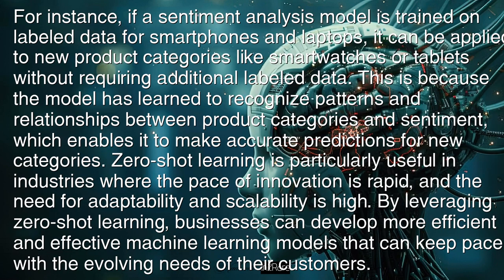For instance, if a sentiment analysis model is trained on labeled data for smartphones and laptops, it can be applied to new product categories like smartwatches or tablets without requiring additional labeled data. This is because the model has learned to recognize patterns and relationships between product categories and sentiment, which enables it to make accurate predictions for new categories.